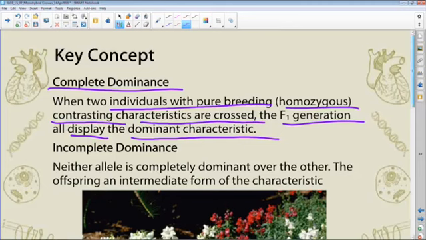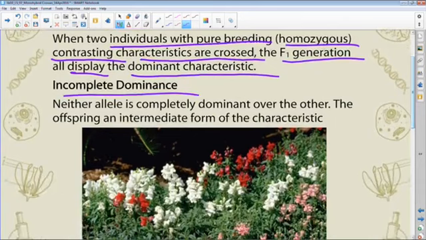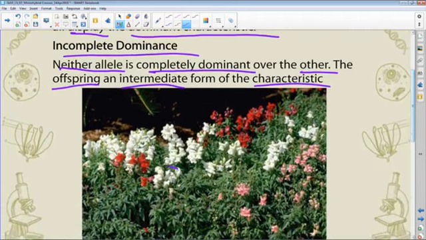Okay, the next one we're having a look at is incomplete dominance. This is a cool one. This is when you take, for example, a white flower and a red flower and you mix them and out pops a pink flower. So it means neither allele is completely dominant over the other. The offspring integrates, or should I say, gets a little bit from each character and puts it in. So you get a red flower, you get a white flower, and in between you get a pink. And if you have a look at this one, you will see it. There's a white flower, there's a red flower, and of course it makes pink, which is over there. Cool, that's a nice one.